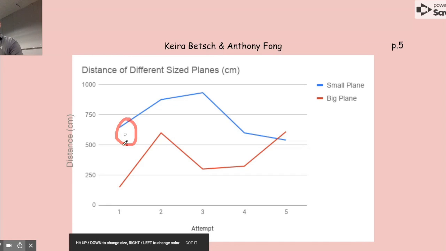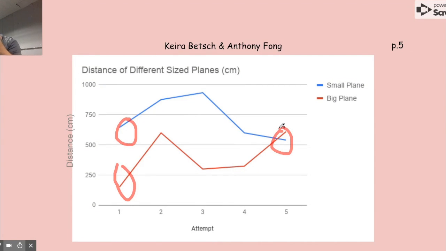So we started off here with the bigger plane. You can see the smaller plane went further than the bigger plane pretty consistently until the very end. At the very end, they kind of crossed, but consistently my results were that a smaller plane will go farther than a big plane. And I think it's because of the way we did the actual experiment: we threw it harder. It was easier to throw.